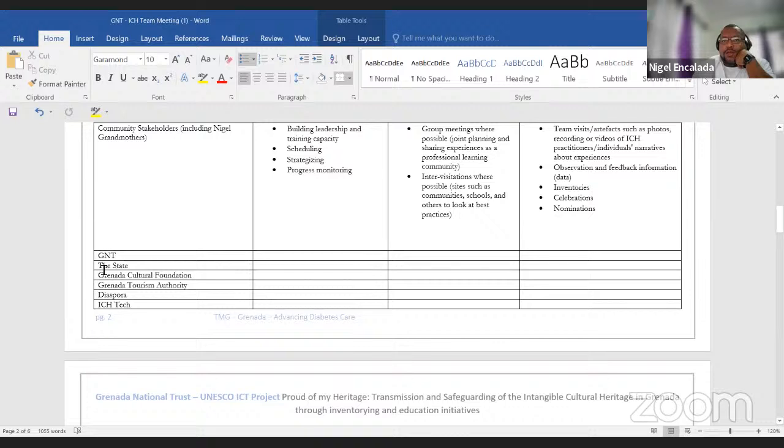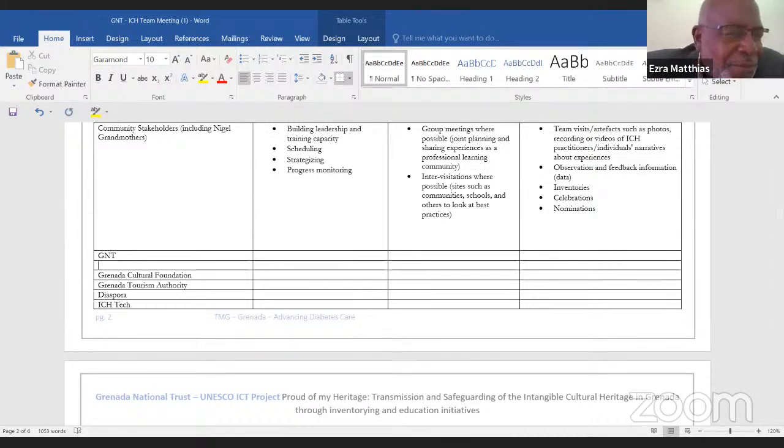So far, when we say the state, what do you mean by the state here, Ezra? All the remaining ministries, I guess. I use the state because in the UNESCO literature they refer to the state. I was thinking mostly of the public side, meaning the governmental side.